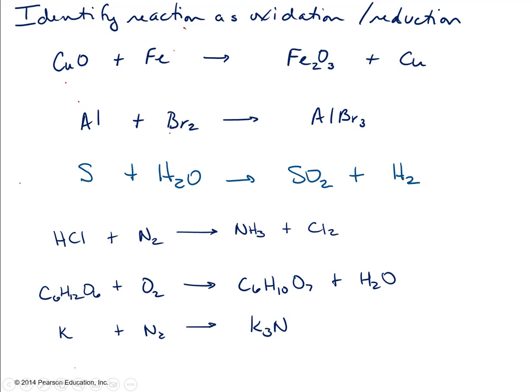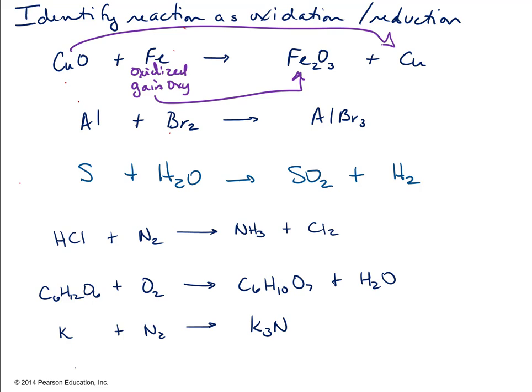So which one gets oxidized? The Fe. So this is oxidized because it gains oxygen, right? So if you look at Fe and you look on the product side, it's Fe2O3. So that Fe has now gained the oxygen, and CuO ends up losing the oxygen, so it is reduced. So this is an example. Remember, this is a single displacement.